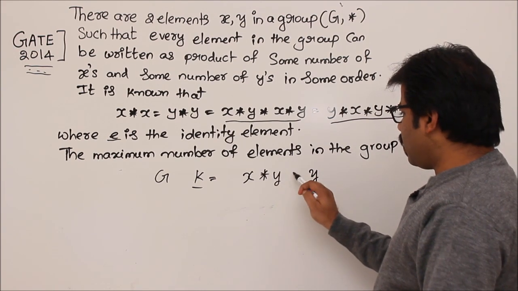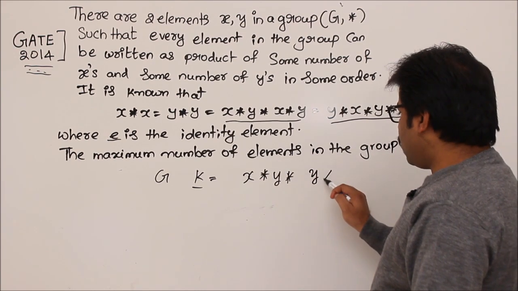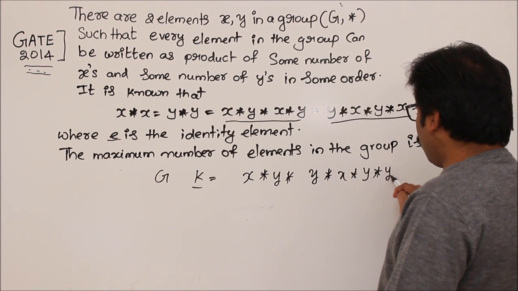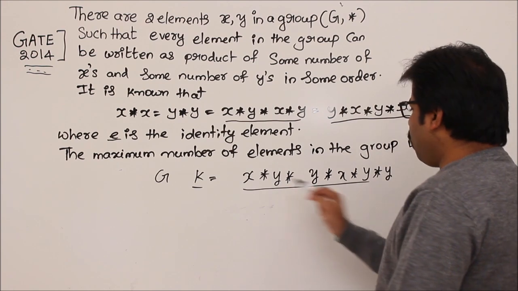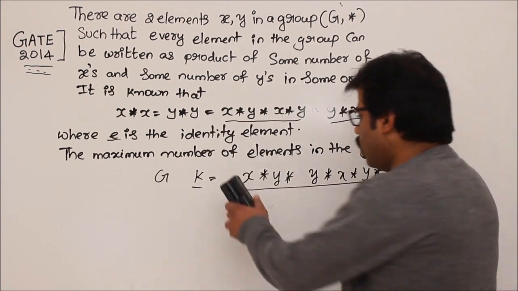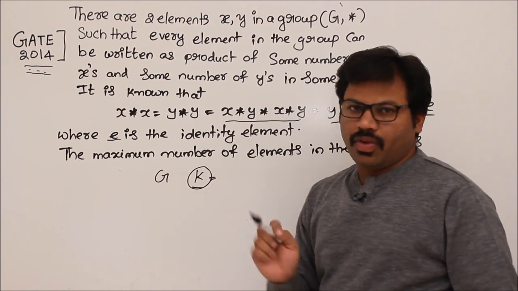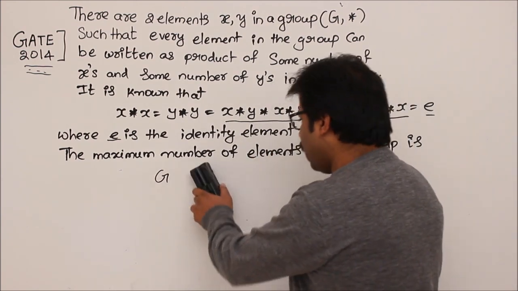You can write like this: x star y star y star x star y star y. So many sequences are possible, right? So any possible order is fine. In that way, every element, if you try, you can write in that form. Fine. So that is a very important point.